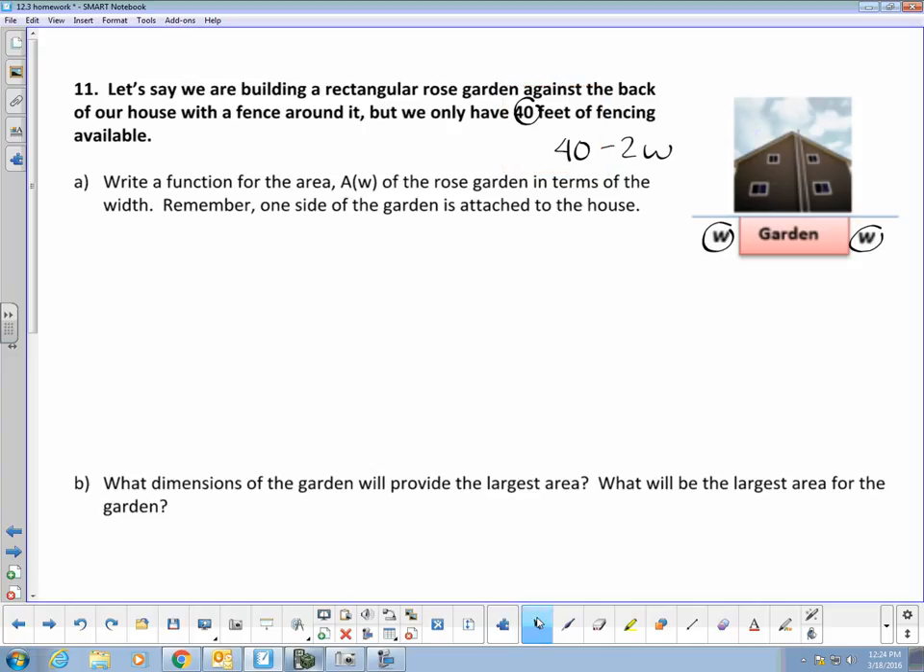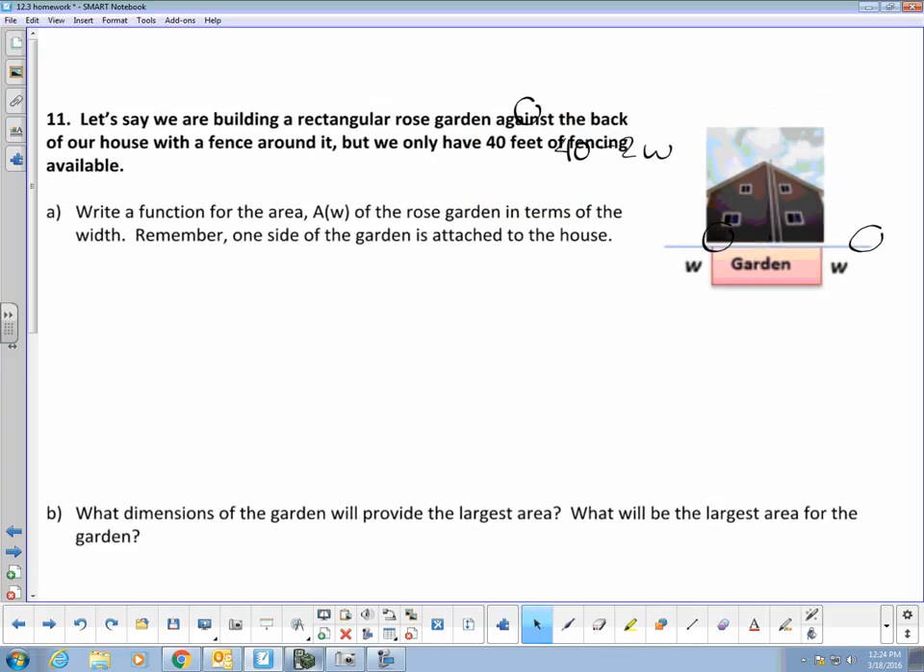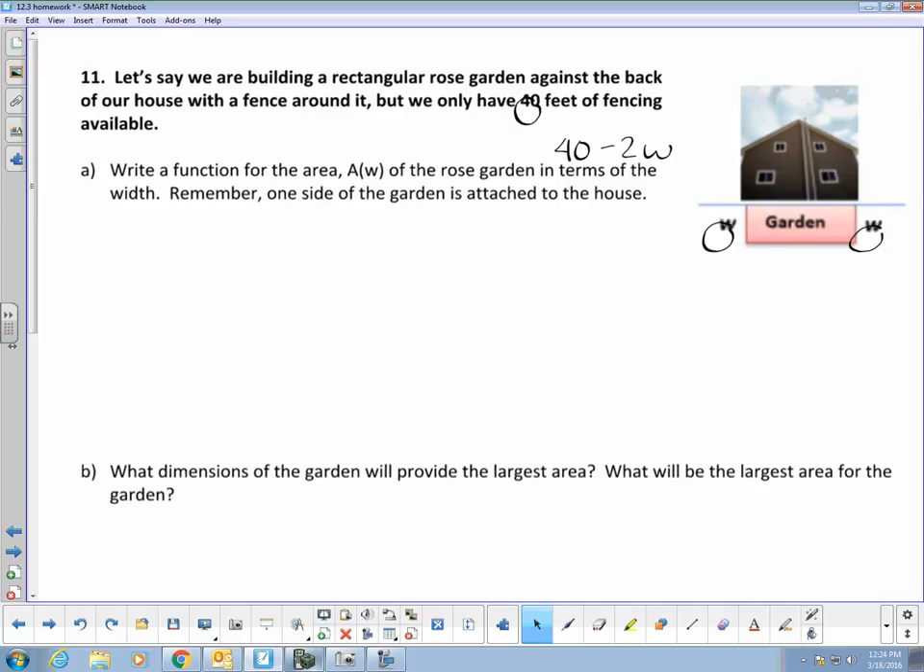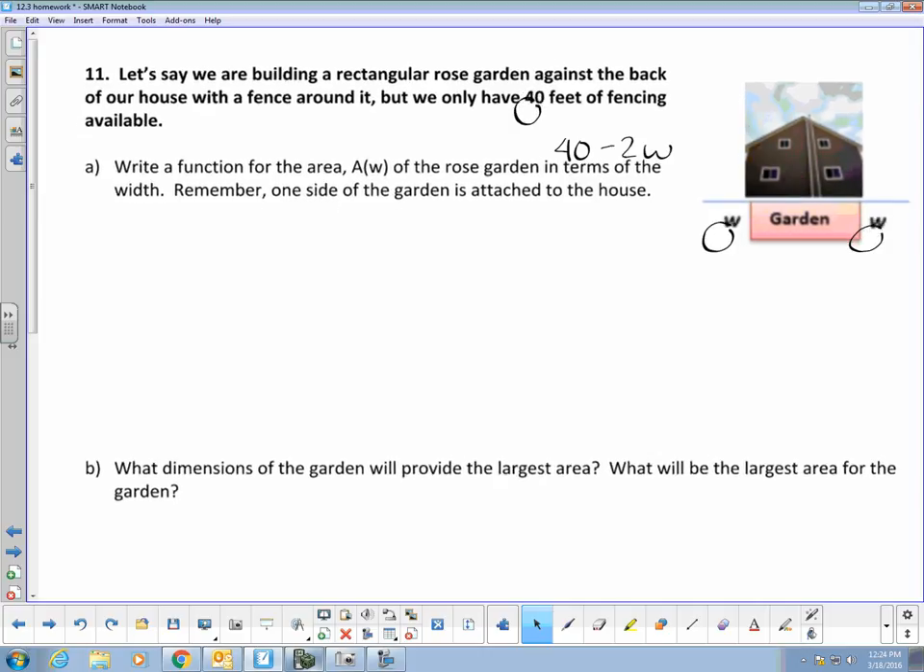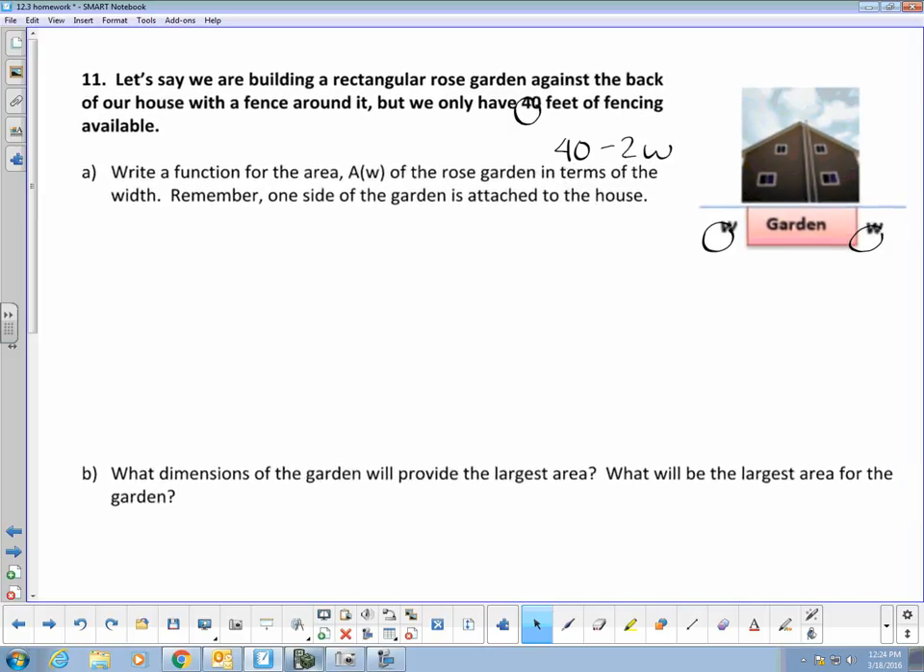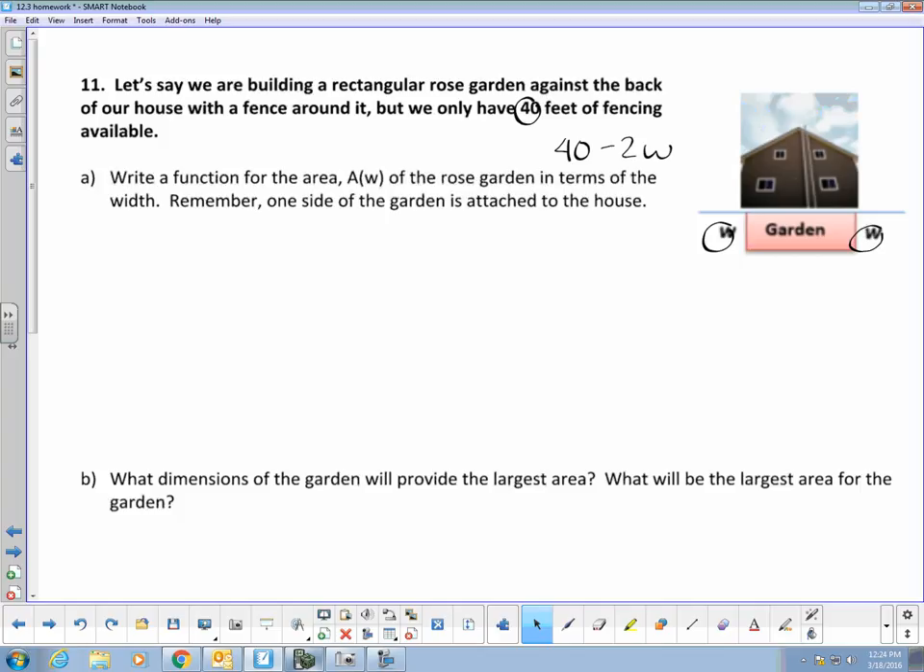Let's just take this portion. Whoa. Okay, it's not going to let me do that. So let's just rewrite that.